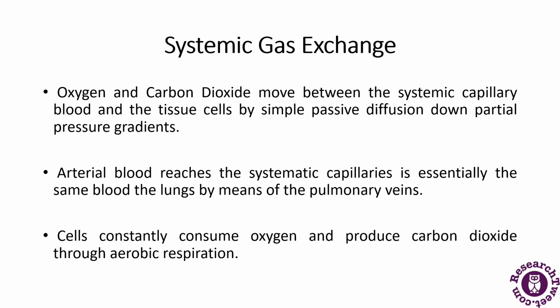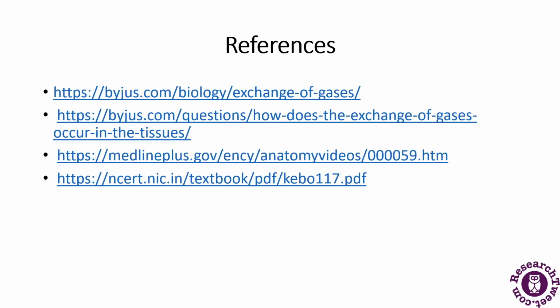So from this we can understand that the amount of oxygen being transferred to the cell and the amount of carbon dioxide carried away from the cell both depend on the rate of cellular metabolism. So this was all about the exchange of oxygen and carbon dioxide.